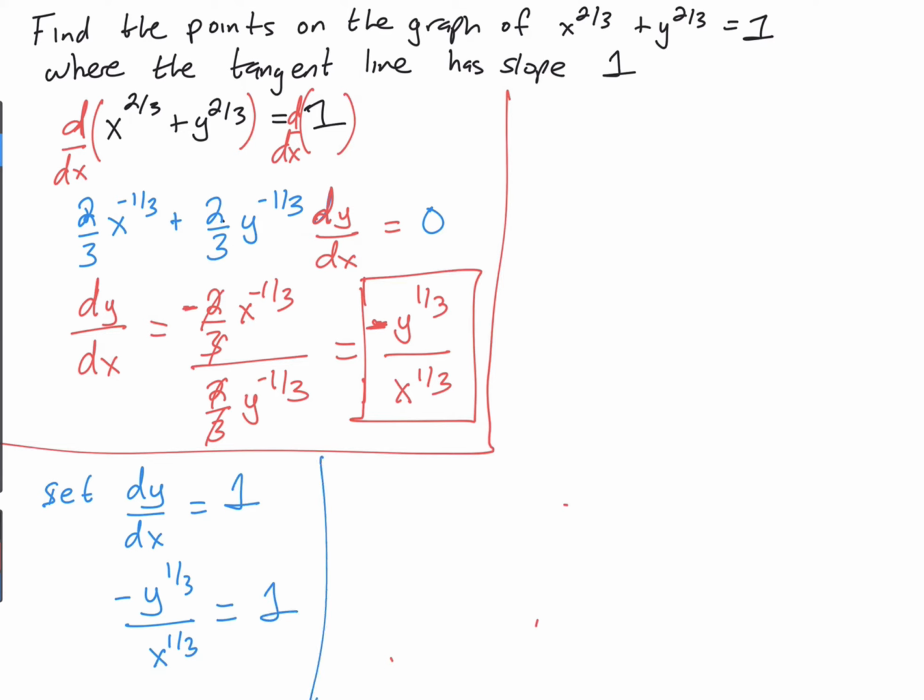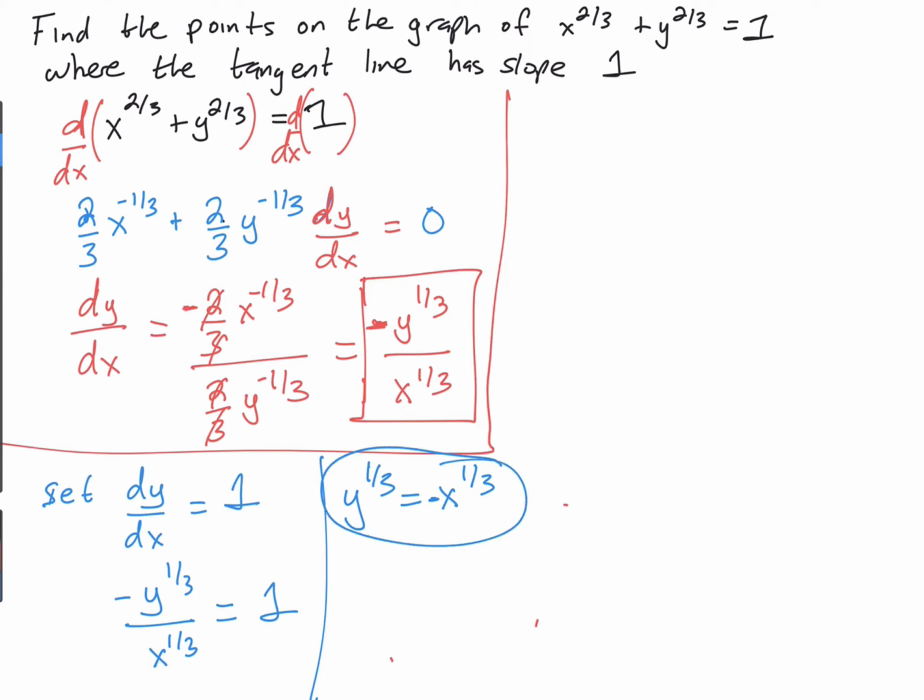Okay, so now what? Well, I'm in a bit of a conundrum. Do you guys agree? Do you guys see the conundrum? Because what do I end up with? Well, y to the 1/3 is equal to minus x to the 1/3, right? The minus can go on any side. It doesn't really matter. But now, is that what I was looking for? No. What's the problem? No numbers. I need a specific number, right?